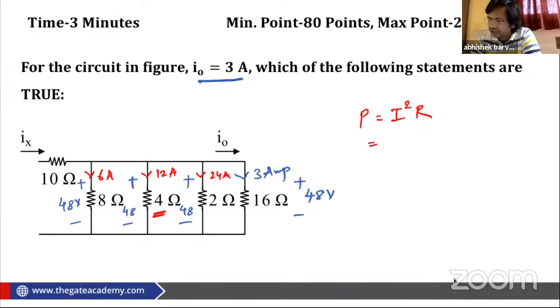Correct? So when it comes to the 16 ohms resistor, the power is I squared R. What is the current flowing through this? It is 3, so 3 squared multiplied by 16. And of course, this is going to give you 144 watts. So again, option B seems to be the correct option.